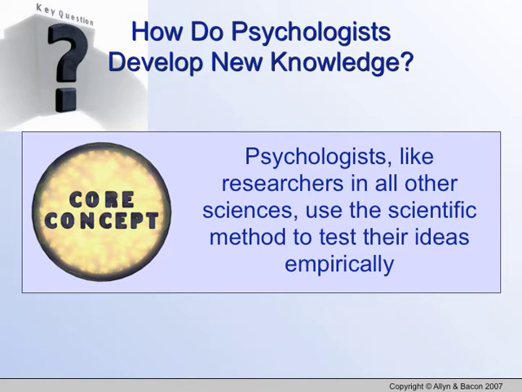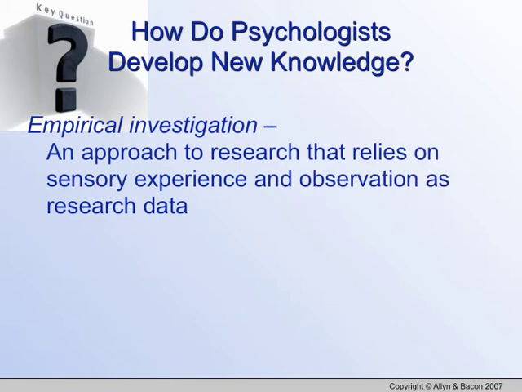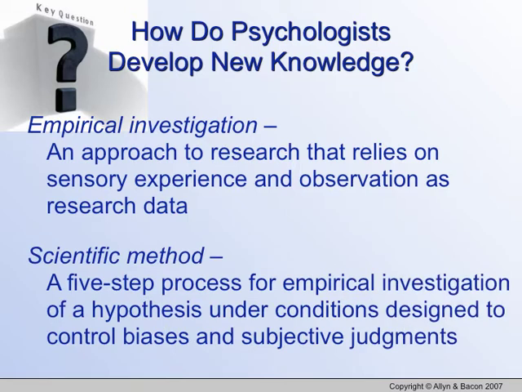Solid research. Okay, so what is empirical investigation? An approach of research that relies on sensory experience and observations. Okay, so we are not just making guesses, we are looking for science, the numbers, and viewing. Okay, so the scientific method is a 5-step process for empirical investigation. If you've ever been in a science class and you went through a whole experiment, you've used the scientific method, so we're going to go through it really quickly just to remind you.